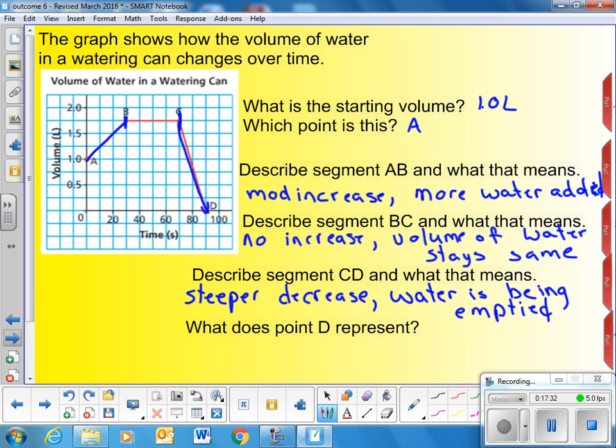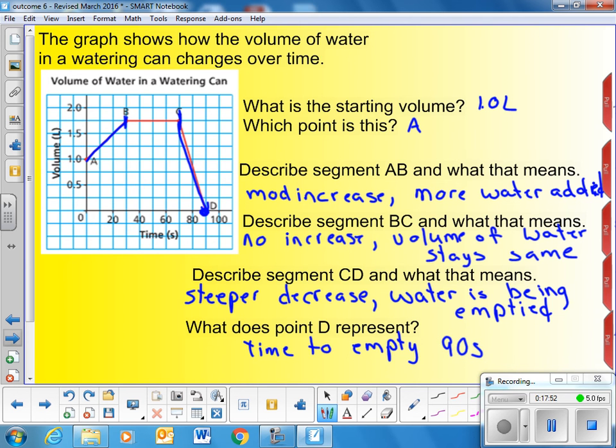What does point D represent? So point D is down here at the bottom of the graph, and point D would represent the time to empty the can, which is at or after 90 seconds.